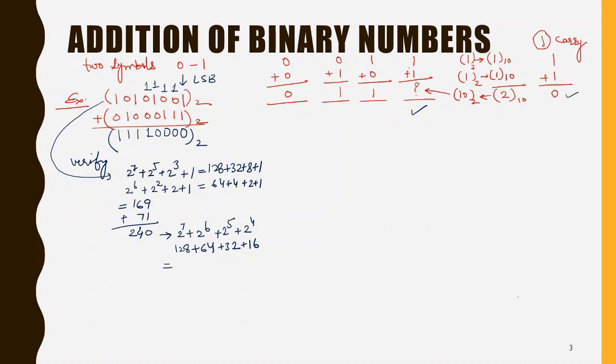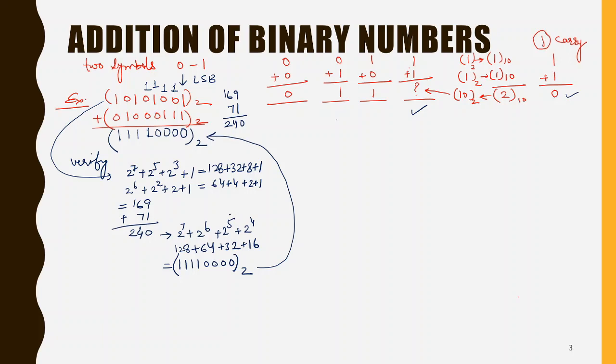That is, you place 1 at the 7th bit, 1 at the 6th bit, 1 at the 5th bit, and 1 at the 4th bit, and the remaining bits 3, 2, 1 and 0 are zero. Can you match this? Yes. So this is adding 169 plus 71 is 240. This is how you can verify also the addition, right?